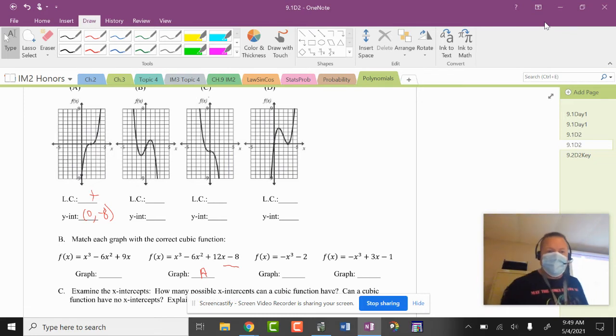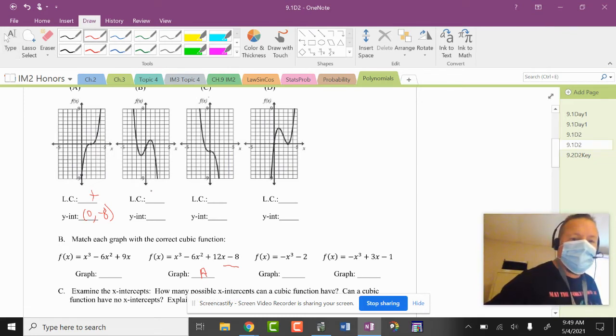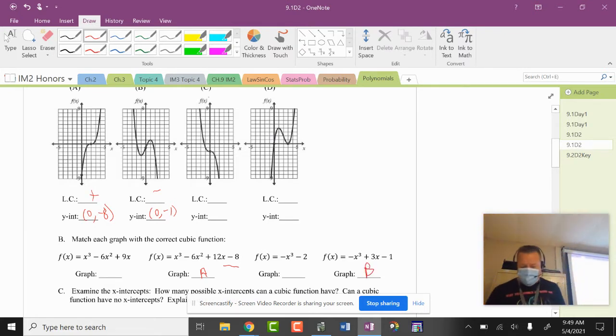Nice. So, Ryan, what's this one? Leading coefficient, positive or negative? What's the y-intercept? And then what does that make this one? Last one is correct. So we'll call that letter B. So it should be nice the rest of the way here.